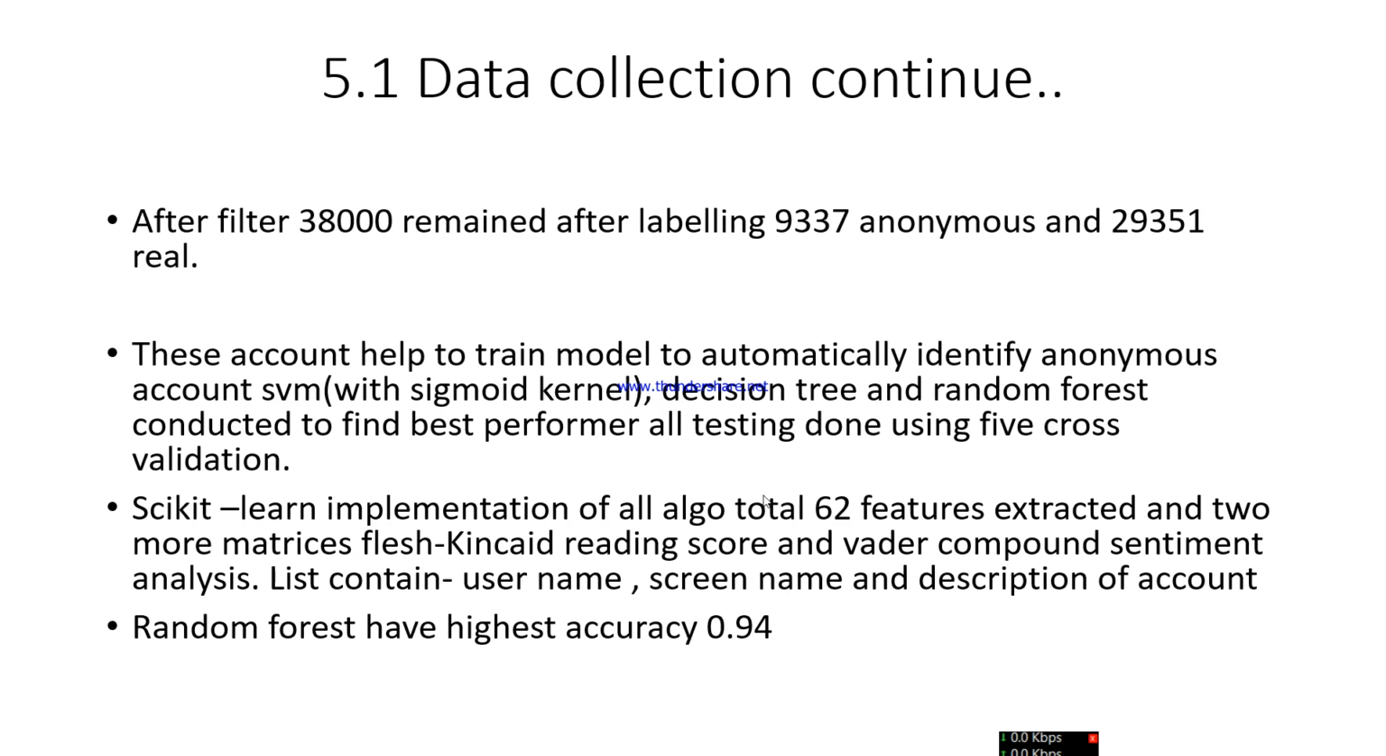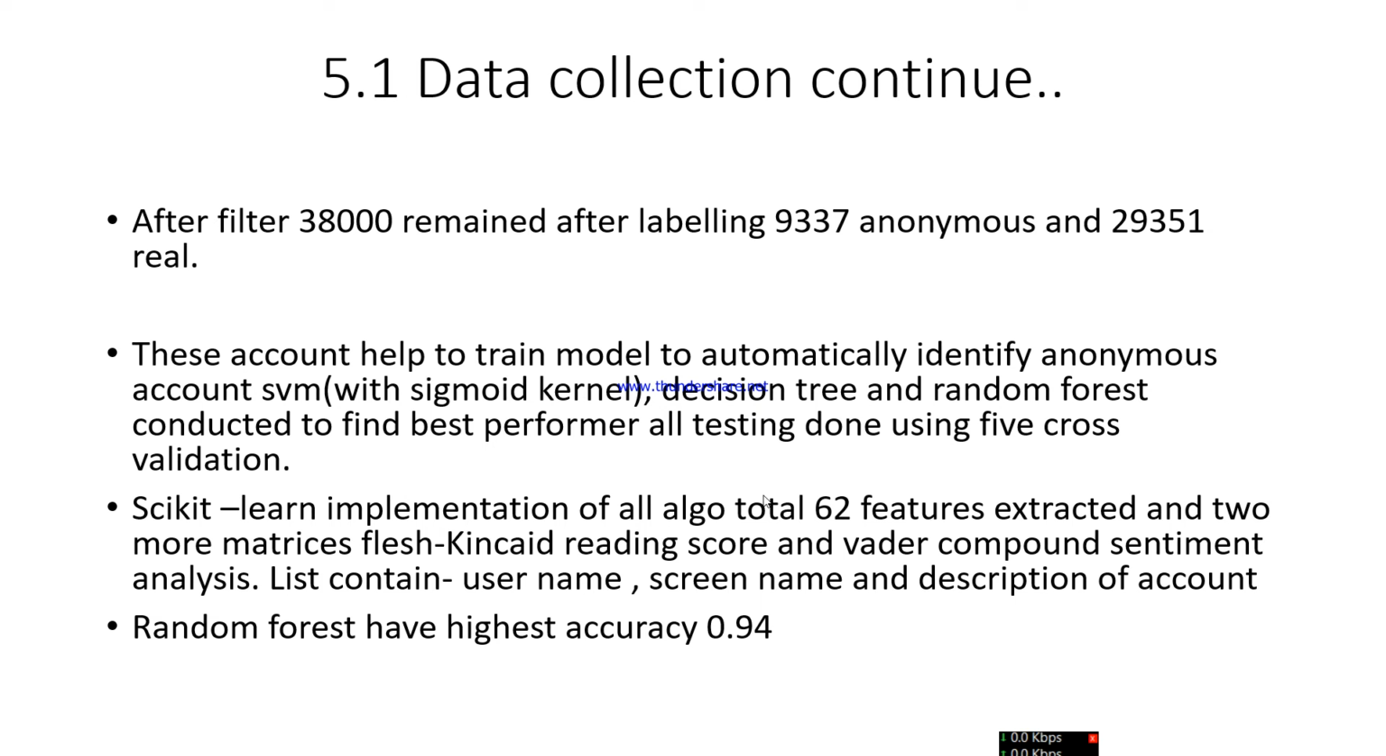So in 5.1 data collection, after filtering, 38,000 remained; labeling 9,033 and 337 anonymous and their 29,351 real accounts. So actually these accounts are used to train a model to automatically identify anonymous accounts using SVM, decision tree, and random forest, to find the best performance using 5-fold cross validation.